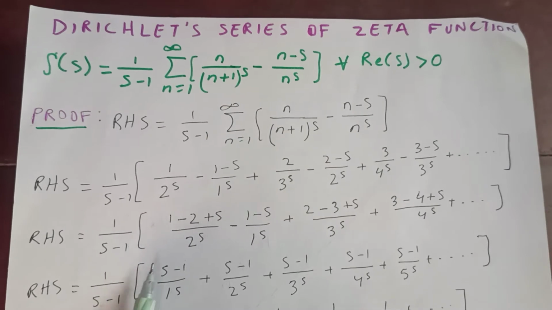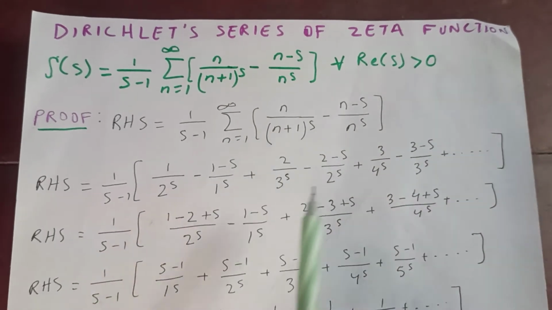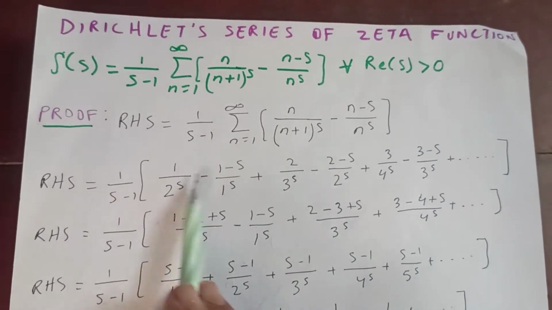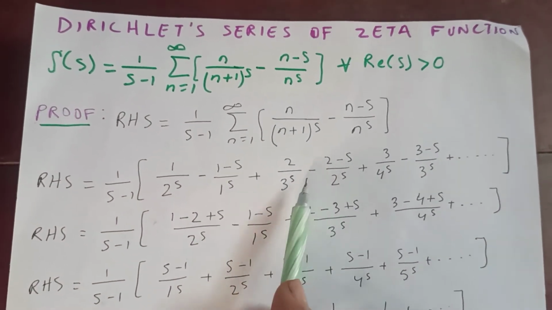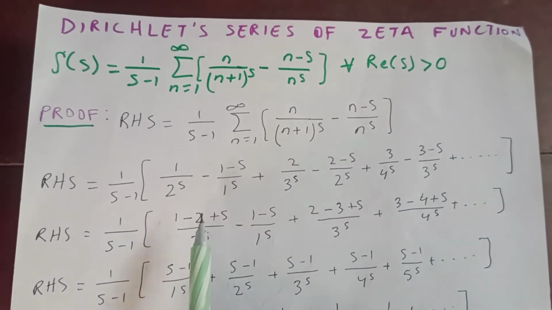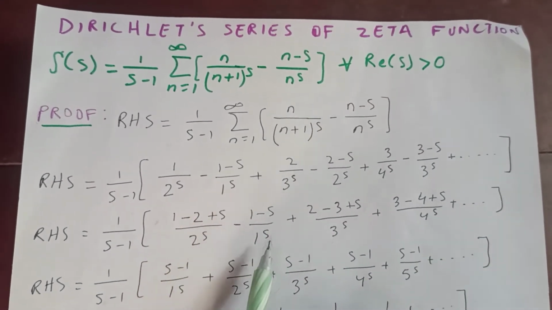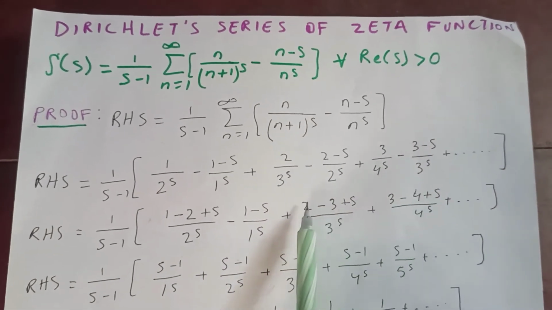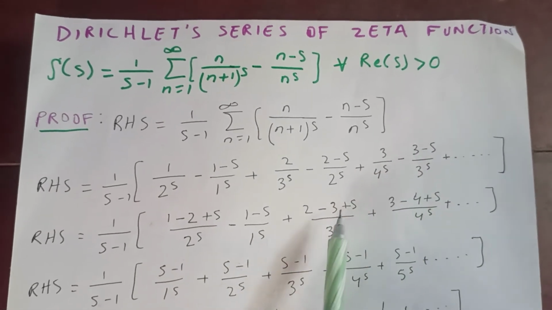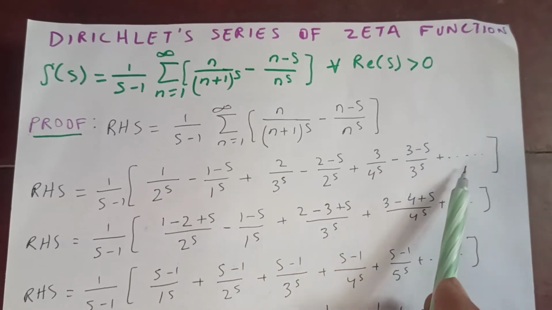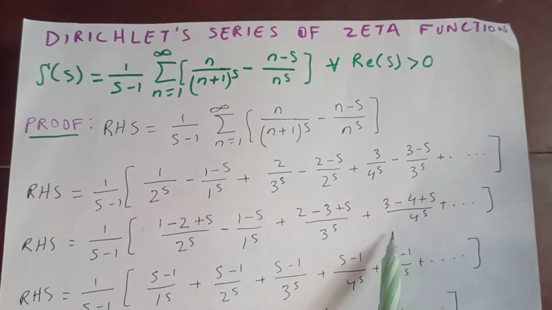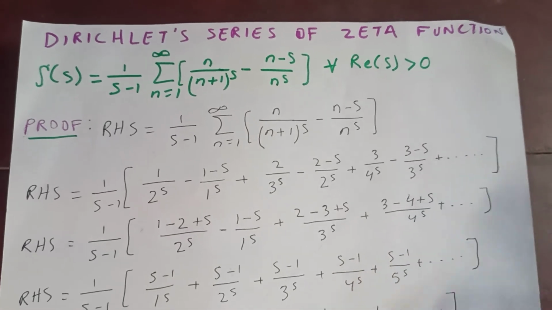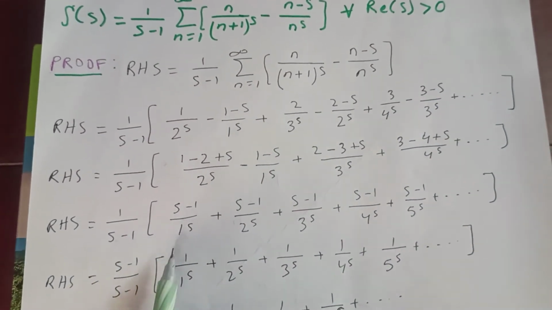Now we have 1 over s minus 1. Now this is 2 to the s, here also 2 to the s, right? Now combining these two, meaning 1 minus 2 plus s upon 2 to the s, minus 1 minus s upon 1 to the s. Then 3 to the s is also there twice, so 2 minus 3 plus s upon 3 to the s. If you plug in n equal to 4 and so on, you get 3 minus 4 plus s upon 4 to the s, plus and so on, right? So which is 1 over s minus 1.